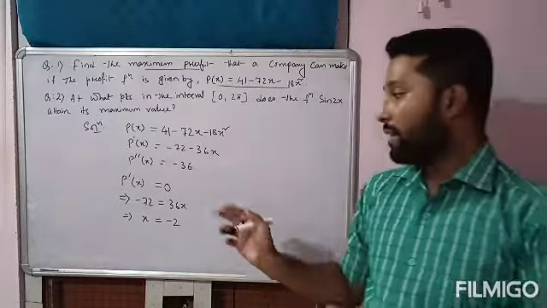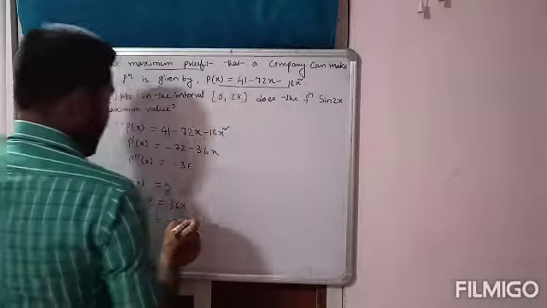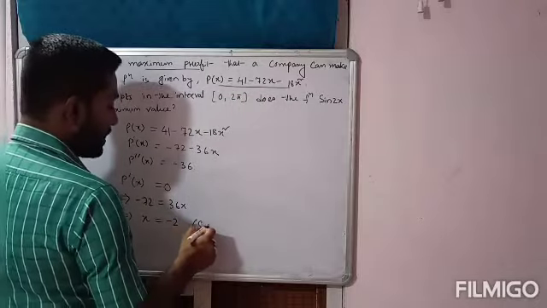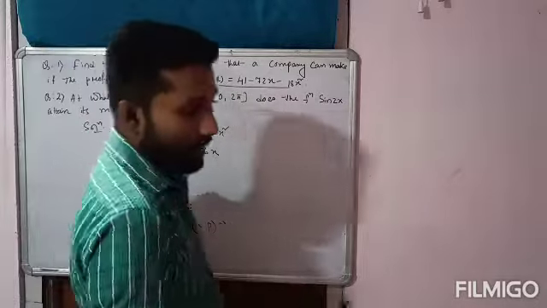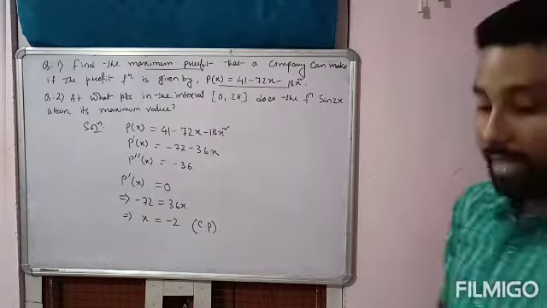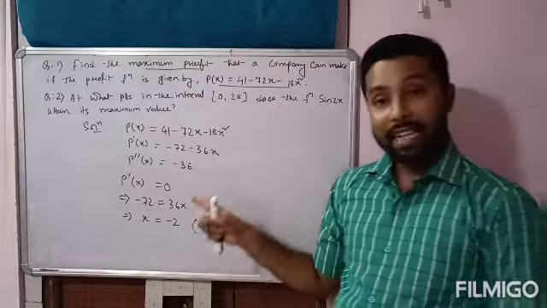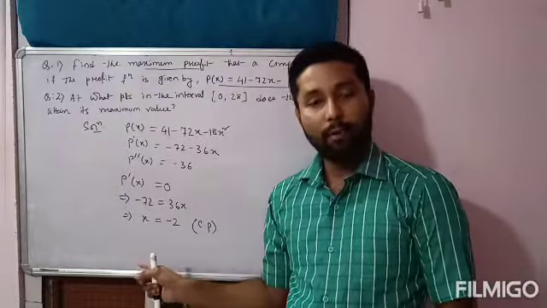The value of x we got is called a critical point. You may get one or more than one critical point. You can get a single critical point or more than one critical point. So the value of x that we got, this is called a critical point.